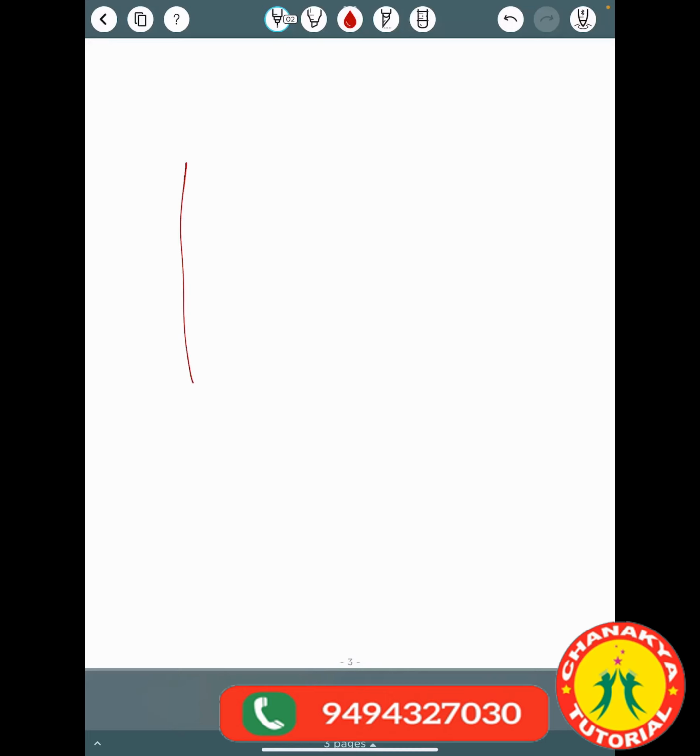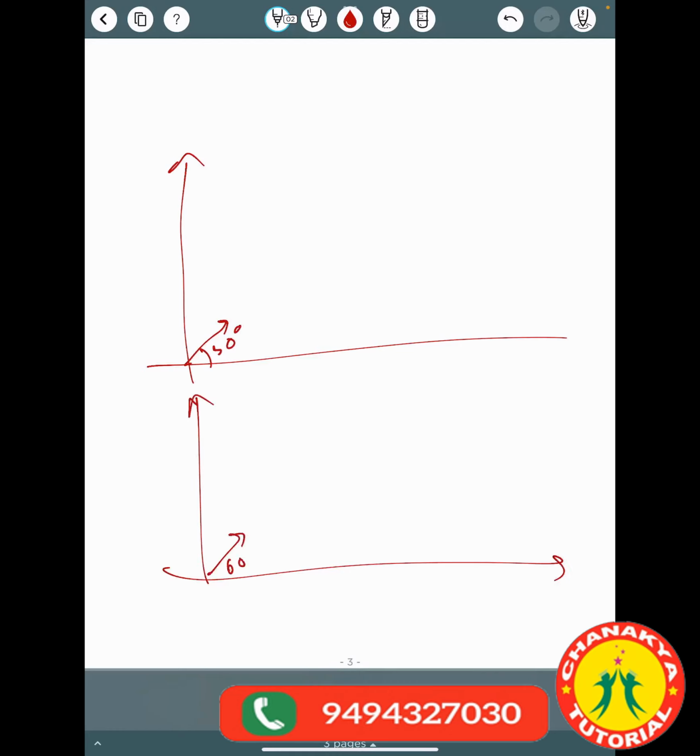Two projectiles are projected at 30 degree and 60 degree with the horizontal with same speed. The ratio of maximum height attained by the two projectiles respectively is. One is being projected with 30 degree, correct? Other we are projecting with 60 degree, correct? So same speed, v, correct? So this component of speed is v sin 60. This component is v sin 30.